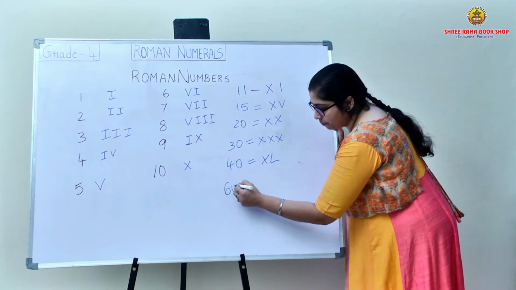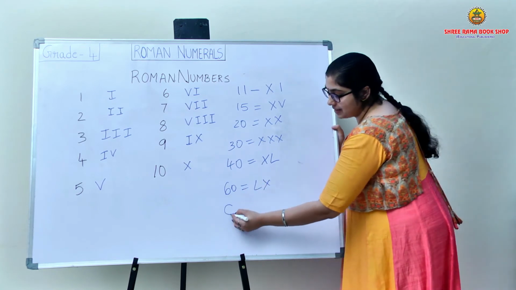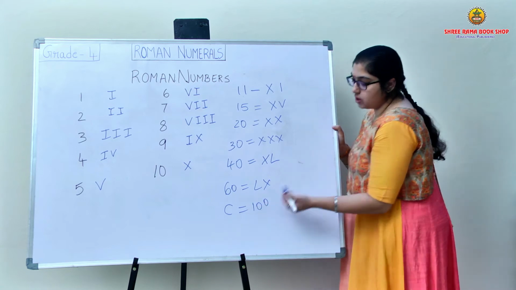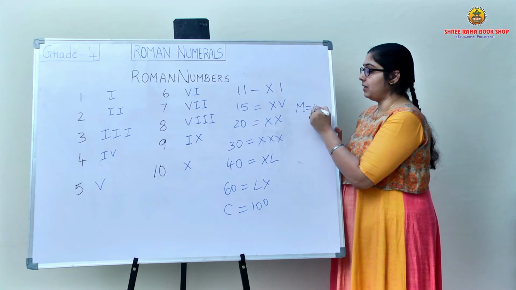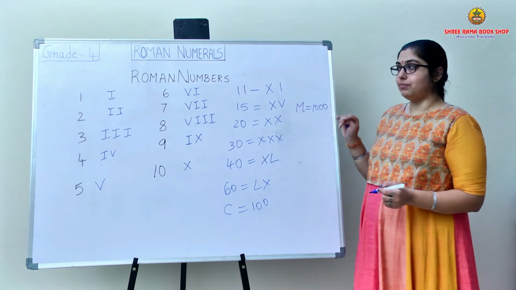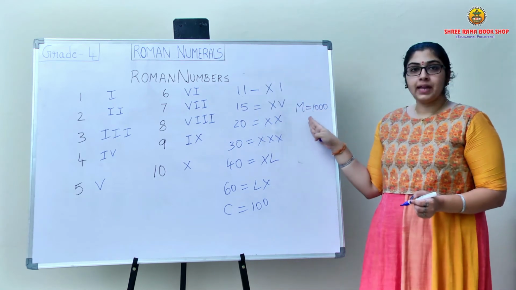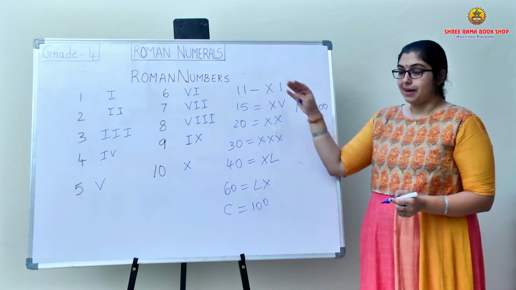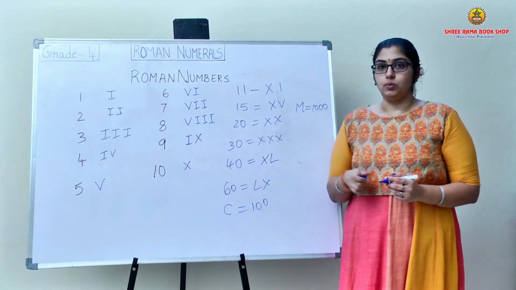For 60 it is LX. It is the same. C is 100. So this goes on till the numbers which you have learned, till M, that is nothing but 1000. So you have learnt in this class the Roman numbers from 1 to 1000, right? So from I to M. So you can form the numbers using all the previous rules which you have learnt and form the Roman numbers.